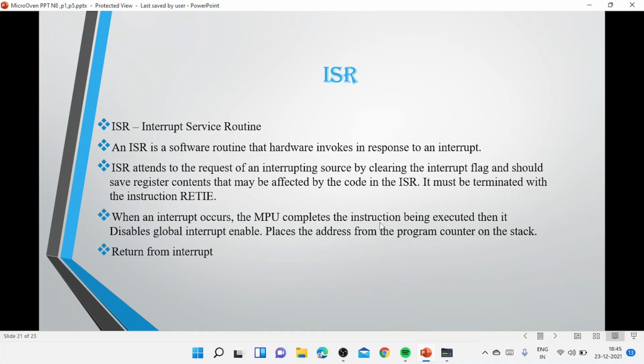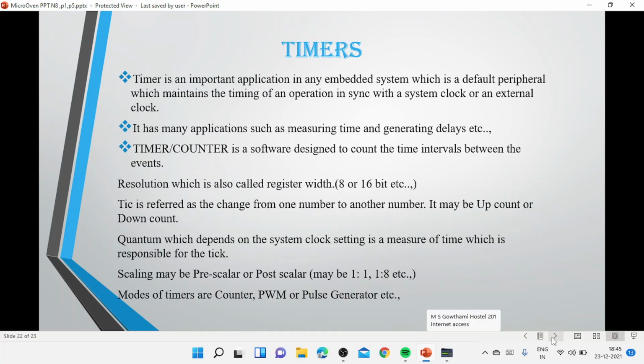Means when it is being executed, then this ISR will disable the global interrupt enable. Place the address from the program counter on the stack. Return from interrupt. After doing all this process, it will return from interrupt. All this process will be done with the help of ISR, interrupt service routine.